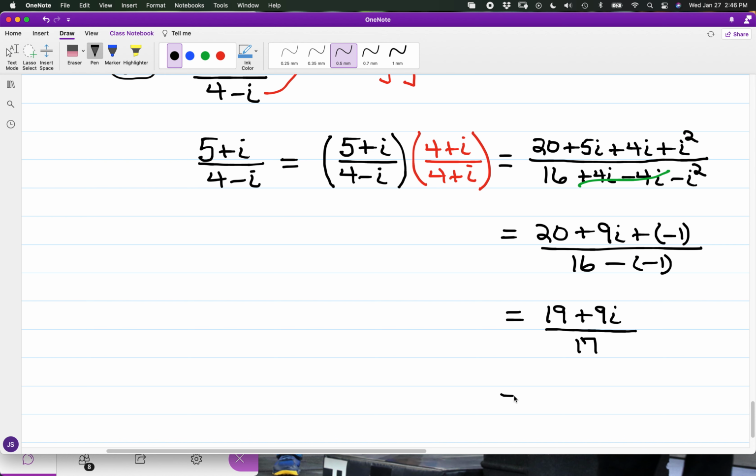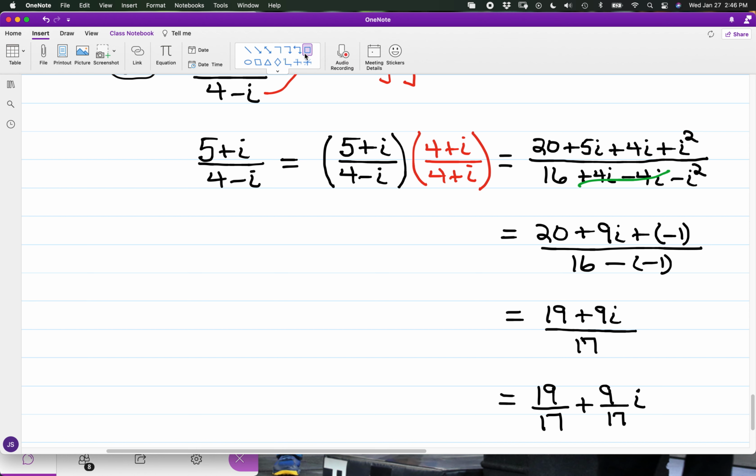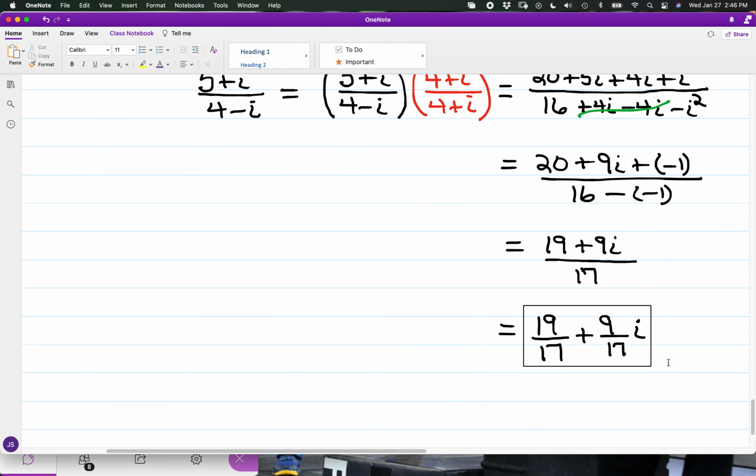And once we separate, for the a, that is going to be 19 over 17, and we have plus bi, and that is going to be 9/17 of i. Those fractions are already in simplest form. So again, 5 plus i over 4 minus i translates out to 19/17 plus 9/17 of i.